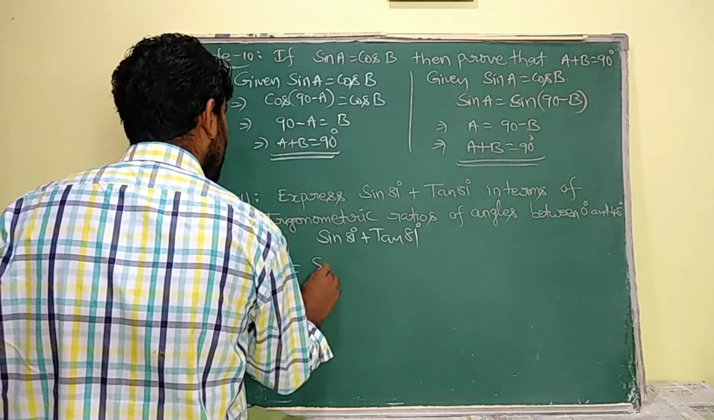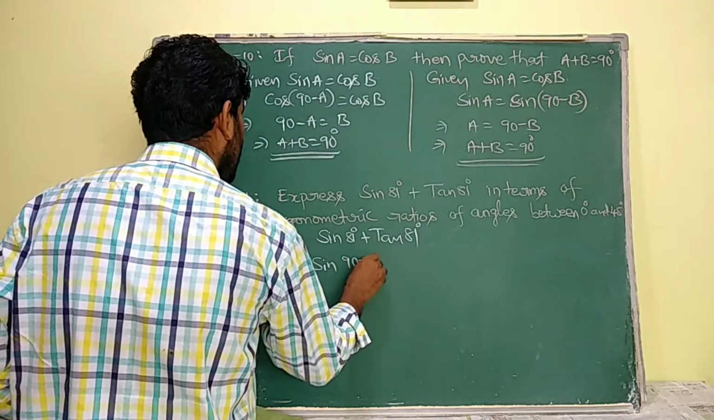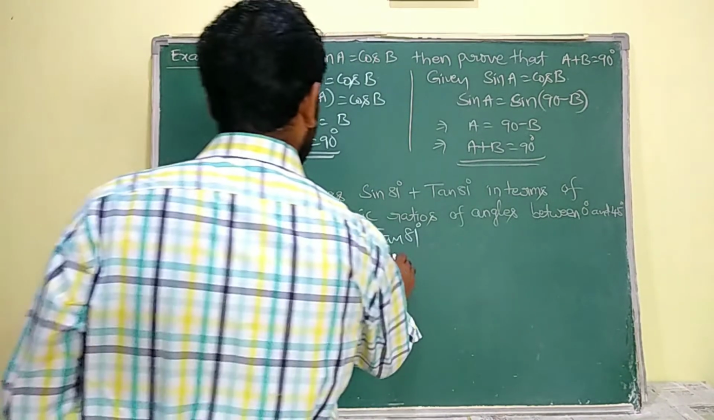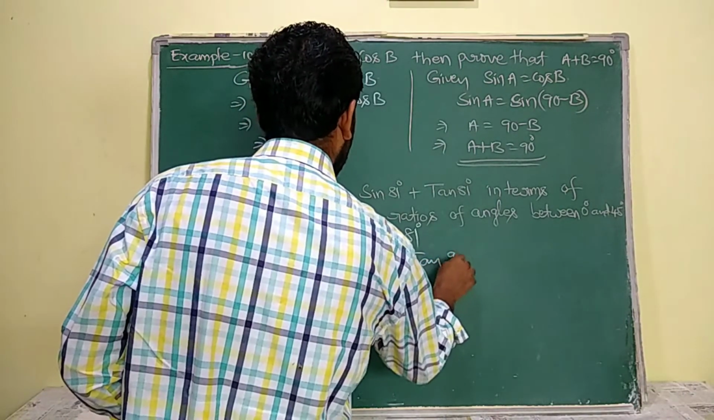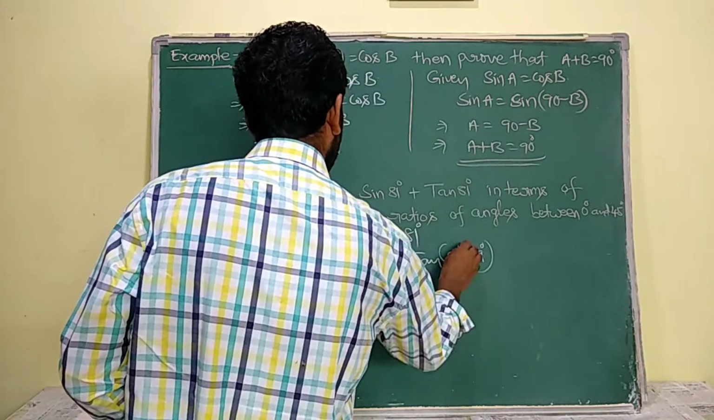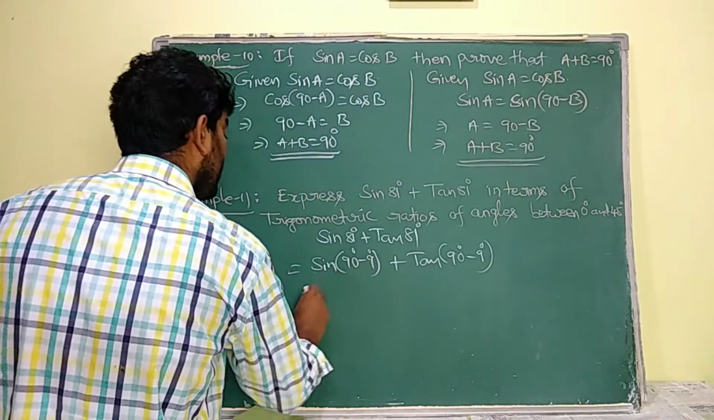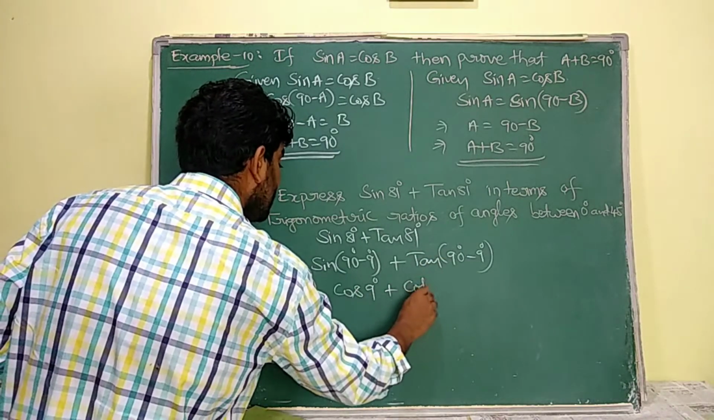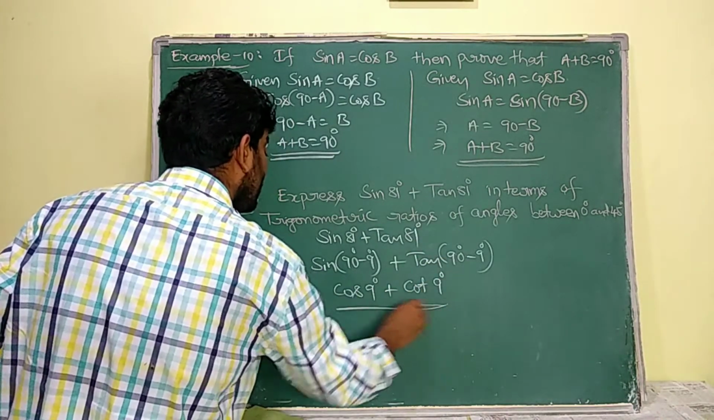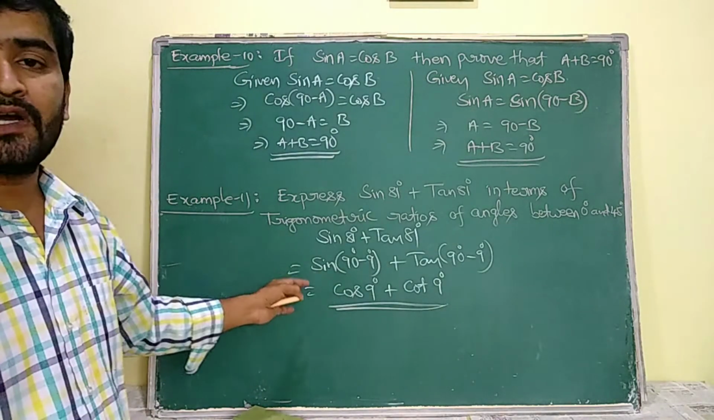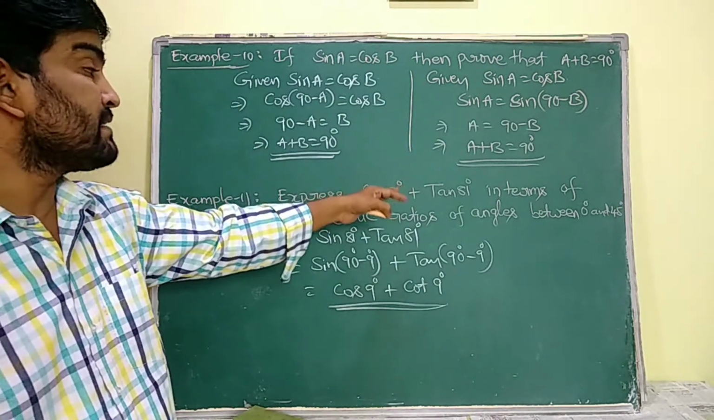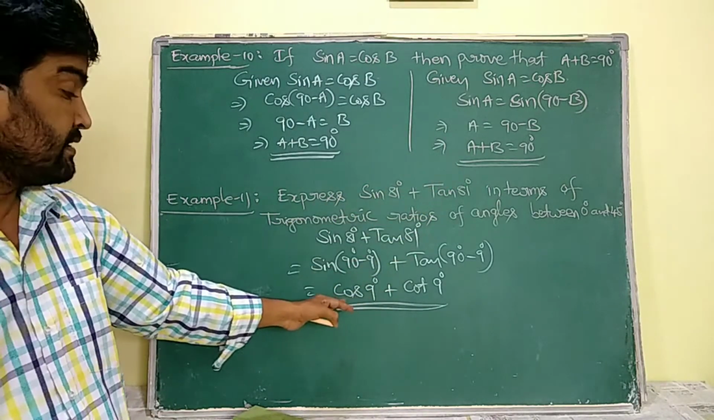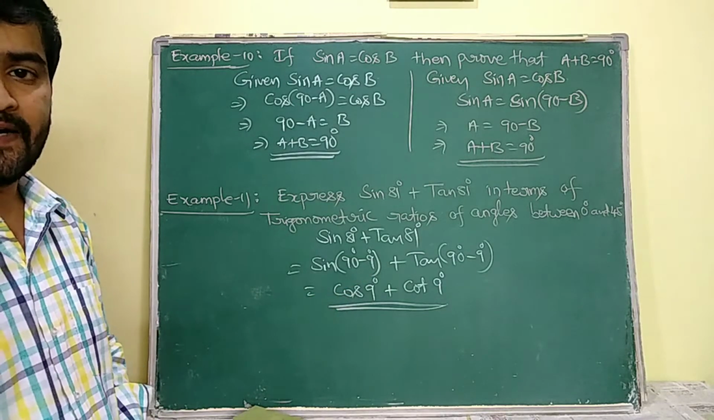Can I write this 81 degrees as 90 minus 9 degrees? See, 81 means 90 minus 9 only, no? Now similarly tan 81 is tan(90 minus 9 degrees). So here sin(90 minus theta) is cos theta, and tan(90 minus theta) is cot theta, that is cot 9 degrees. So in this way we express sin 81 plus tan 81 in the angles between 0 to 45 degrees, that is cos 9 degrees plus cot 9 degrees.